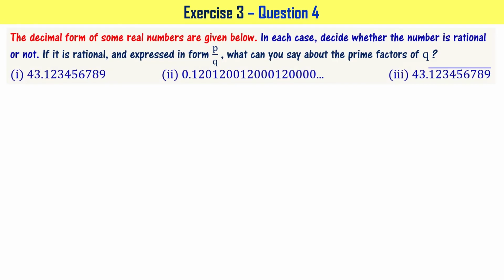Question number 4. The decimal forms of some real numbers are given below. In each case, decide whether the number is a rational number or not. If it is rational and expressed in the form of p by q, what can you say about the prime factors of q? This is the question. We are given a total of 3 real numbers, right? And you are asked to say whether the given real numbers are rational numbers or not. For example, if a given number is a rational number, then what can you say about the prime factors of its denominator q? That is the question.